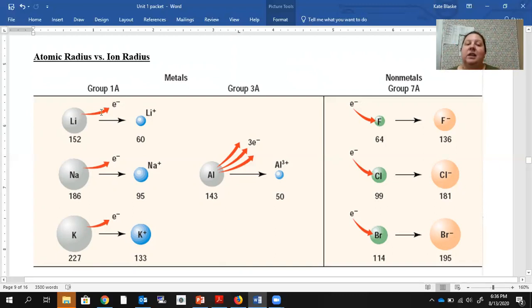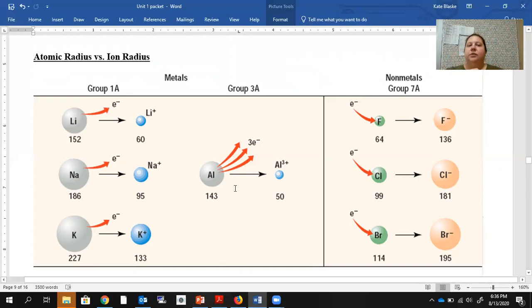But also by losing that electron, you're increasing the ratio of positive charges to negative charges. So that nucleus has a larger effective nuclear charge now than it did in the neutral atom. And so it's able to pull that 1s sublevel even closer to the nucleus than it could in neutral lithium.